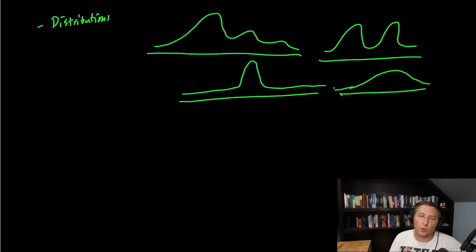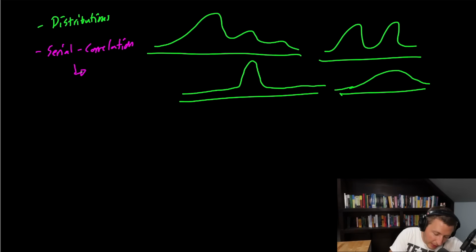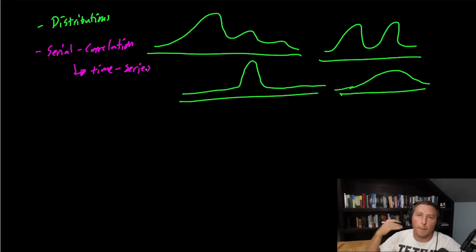But the distribution is a really nice tool to look at features and characteristics of your data. Other things you're going to be looking at are things like serial correlation. So, does your data, and let's just go into data types here, right? This is going to be time series based. And for time series, everything has to be in a specific ordering. The ordering matters. That is why it's a time series.